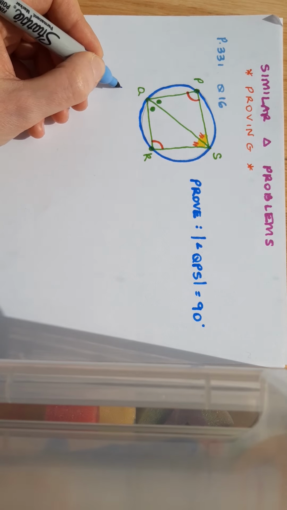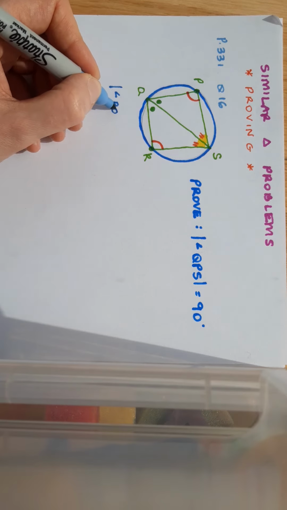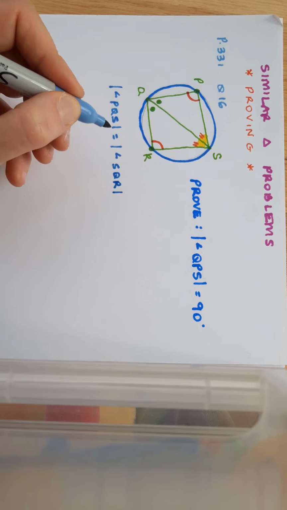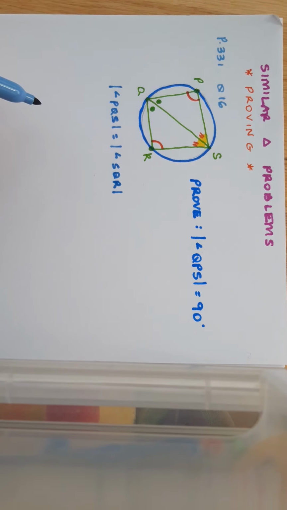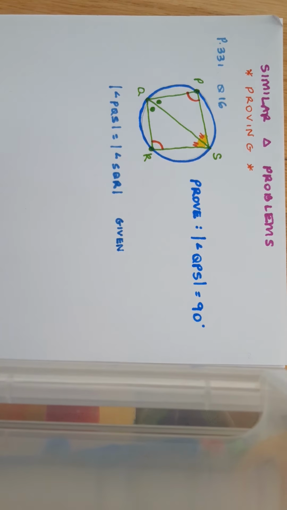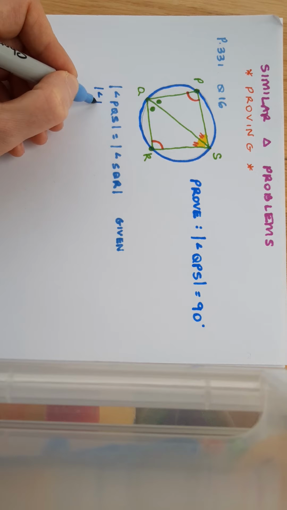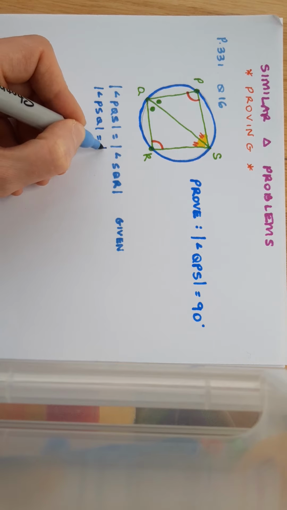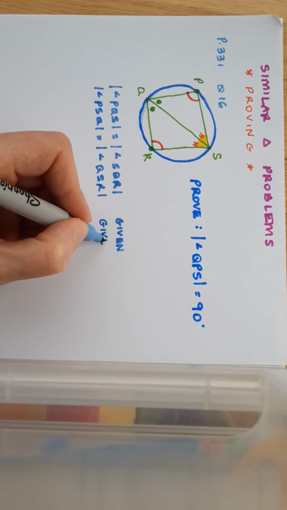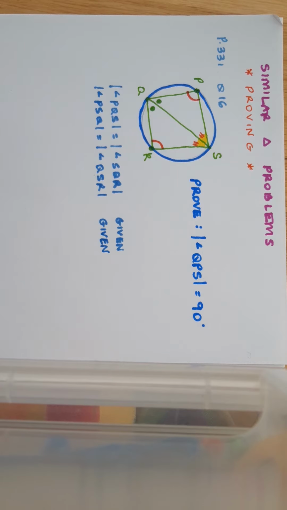So I'm going to say, well, the angle PQS equals the angle SQR. That's these two guys in green here. The reason for that is I'm told it in the question, so I can just say given. And I can make the same observation about these two angles up here. The angle PSQ equals the angle QSR. That's also given. And so I'm using those two statements then to work towards the idea that these two angles are equal.